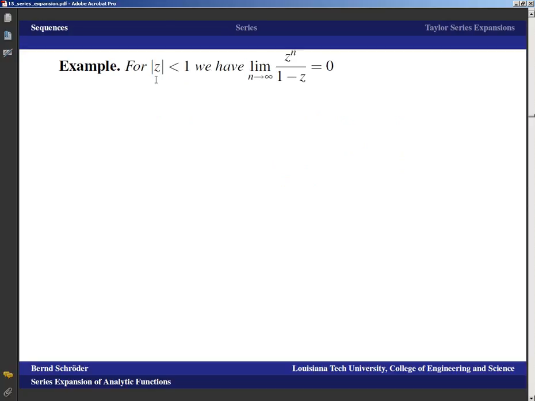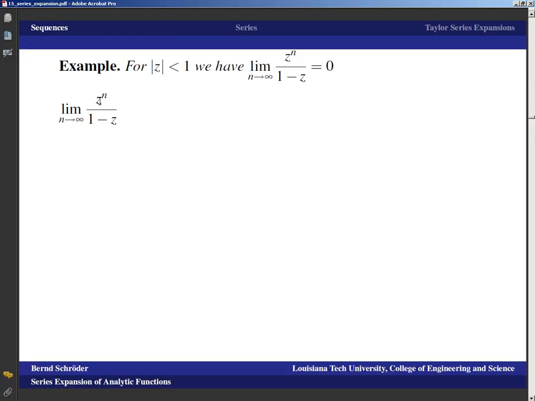Also, another example here, for |z| smaller than 1, we have that the limit as n goes to infinity of z to the n over 1 minus z is 0. Well, that sort of looks like it's obvious, because when |z| is smaller than 1, then z to the n goes to 0, and then that means this is something that goes to 0 divided by something that stays away from 0. But we don't have those technical tools yet, even though we could choose to put them in place. But we can also work this out directly, and it's a good exercise in working with complex numbers. Basically, we need to reduce all this to limits for real numbers. So let's see how we do this.